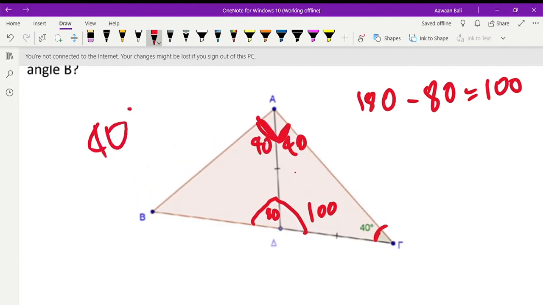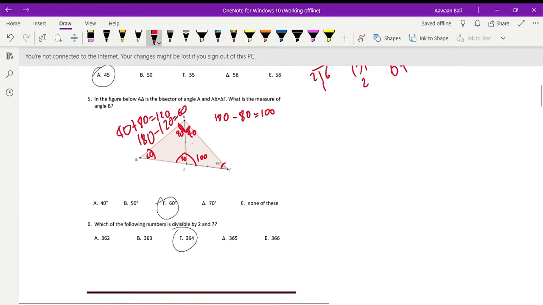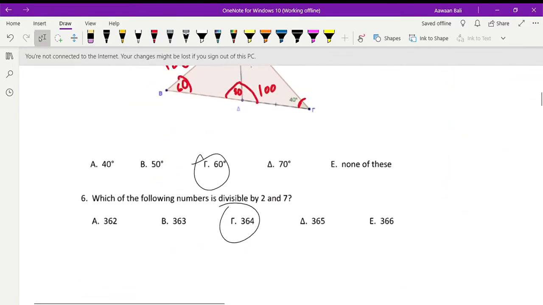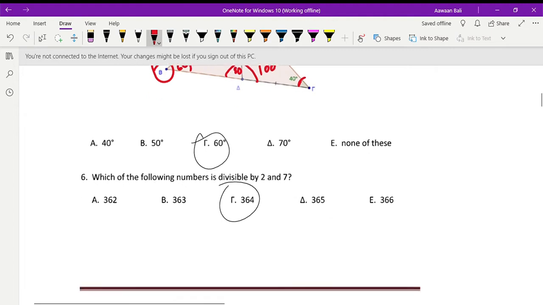Now once you have 40 plus 80, that's 120. Then we just do 180 minus 120, 60. So the angle here is 60, and since it's asking for the measure of angle theta, we found that it's 60. So therefore the answer is gamma, 60 degrees.